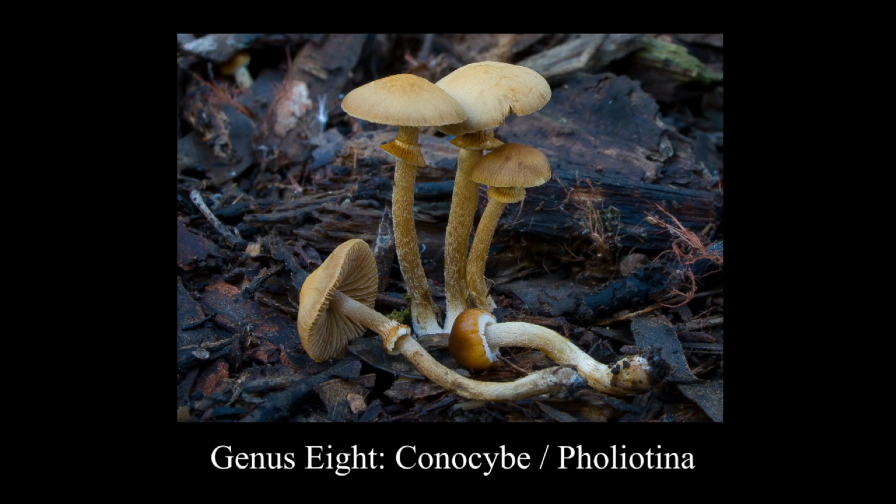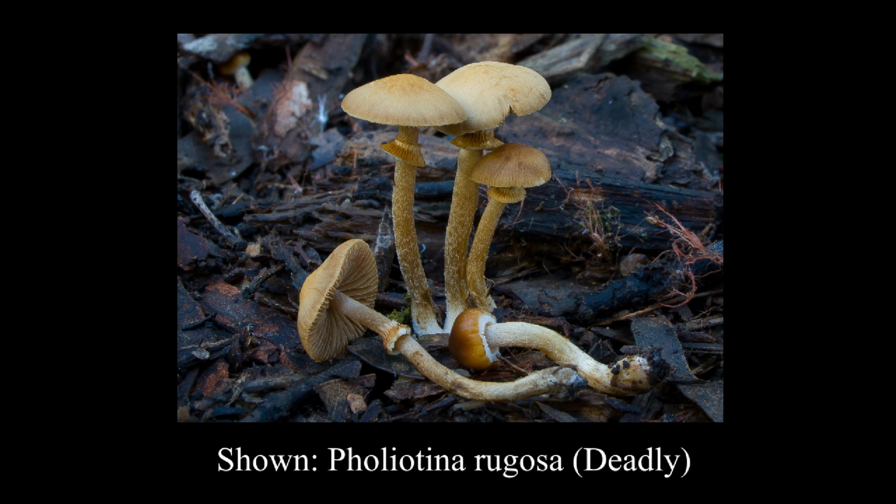Number 8. Conocybe/Pholiotina. Pholiotina and Conocybe are two related genera of little brown mushrooms. Like Galerina, mushrooms in this genus are usually rather fragile. The name Conocybe comes from the Greek for cone head. Pholiotina resembles Conocybe, but features a partial veil which can leave an annulus on the stem. Most field guides do not differentiate between these genera.